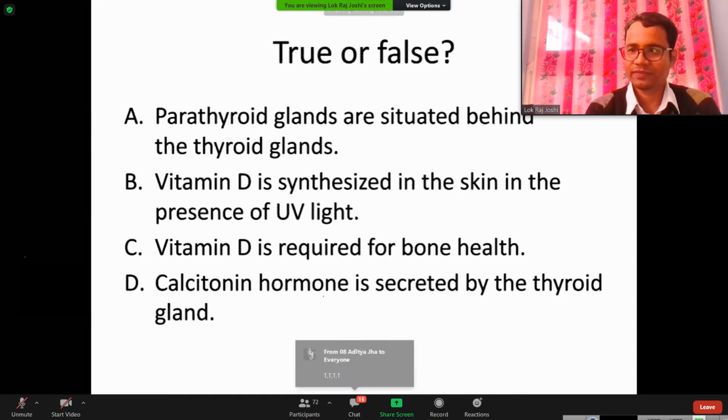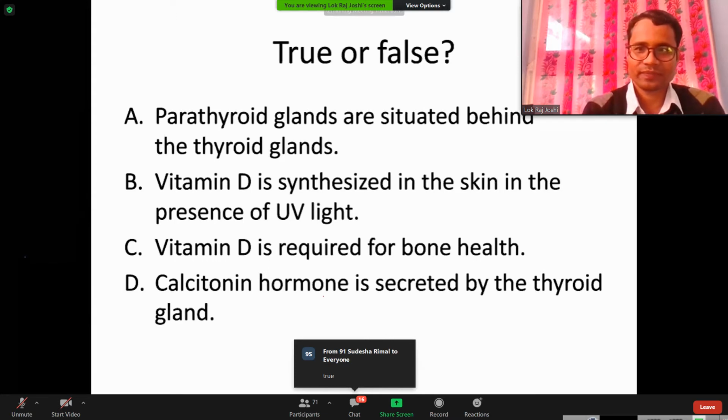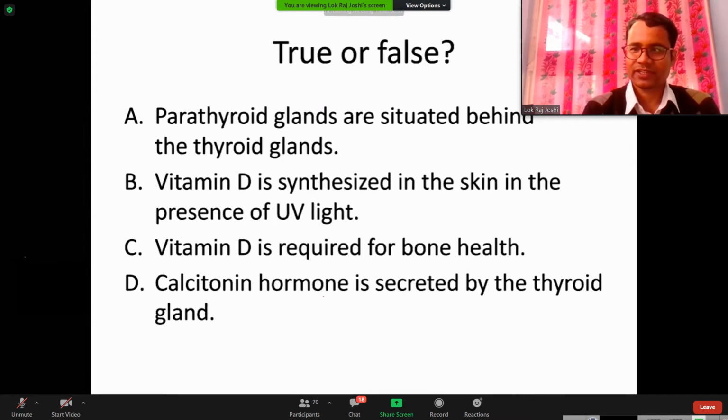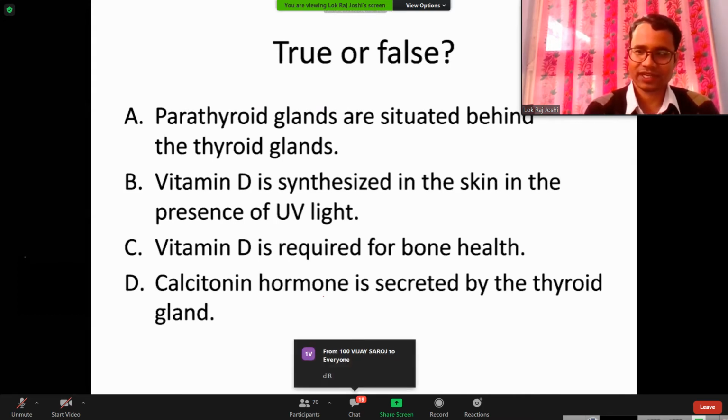B is true. All of us know it, I think. Then vitamin D is required for bone health. That is also true. Okay, basics. We are beginning from the basics. Next, calcitonin hormone is secreted by the thyroid gland. That is also true. Which cells in the thyroid gland?